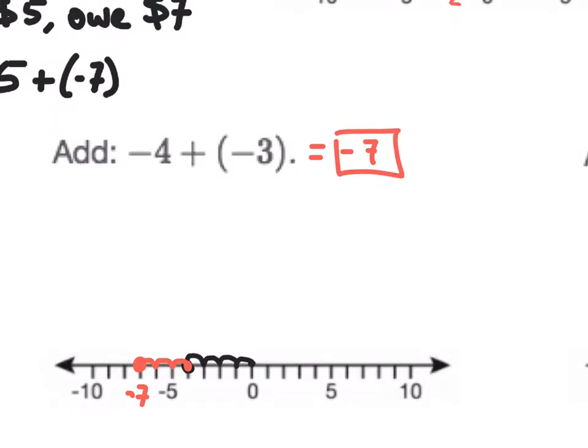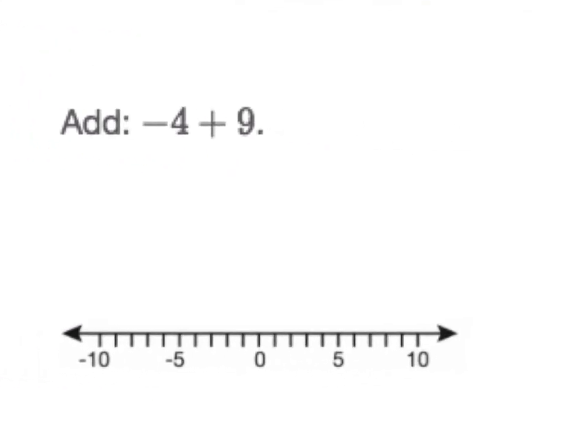All right, on the next one, let's take -4 and add 9. So I'm going to start at -4, and then I'm going to add 9. Let's start at 0. Let's move 4 units to the left, so 1, 2, 3, 4. And then I'm going to add 9 to that, so I'm going to move 9 units to the right. I'm going to start here at -4, and count over 1, 2, 3, 4, 5, 6, 7, 8, 9. And we end at 5.